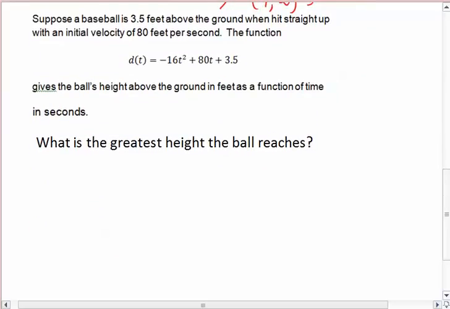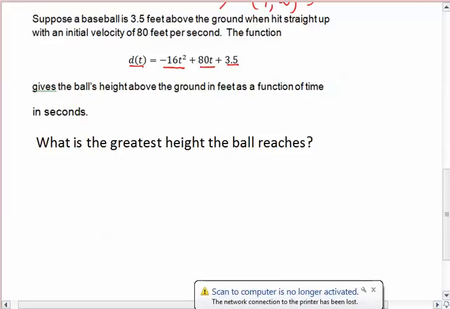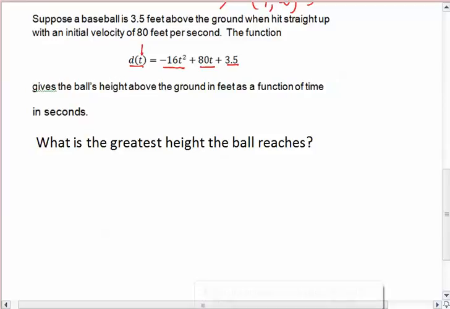Here's an application. Why we need to know all of this. This allows us to solve real life problems, something like this. Suppose a baseball is at 3.5 feet above the ground when hit straight up with an initial velocity of 80 feet per second. Here's the function. D of t, distance as it relates to time, is negative 16t squared plus 80t plus 3.5. There's the function. That gives the ball's height. Okay, so it's distance above the ground, the d of t distance, or we could call it h of t, as a function of time, meaning it depends on time. All right, so time in seconds.